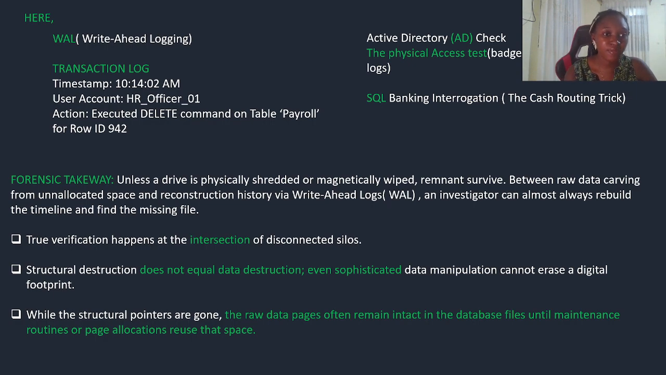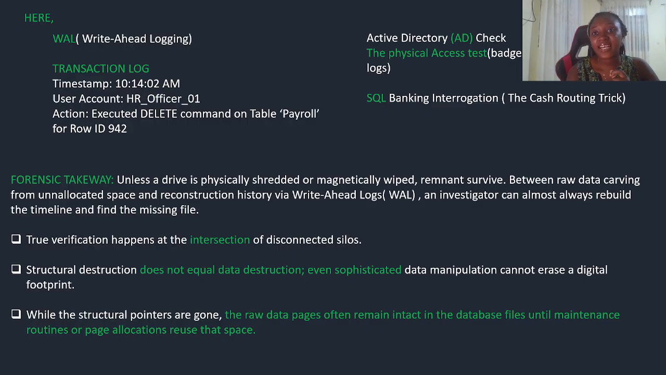As you can see in the example, we have the timestamp, which was 10:14:02 a.m. The user account was the HRD officer, and the account executed the command on table 0 with row ID 94. So it logs the command that you perform on the database table. That's what write-ahead logging says. It logs it in before you actually execute the command, and you cannot easily delete it. So this section is one of the most important ones used to trace fraudulent activities.